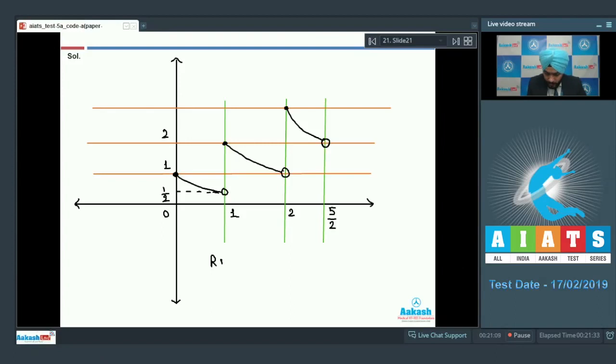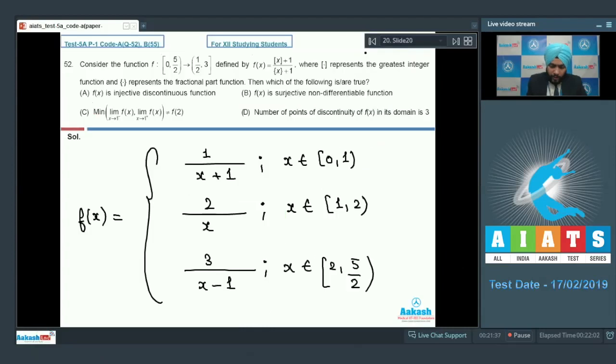Students, the range of this particular function is the open interval half to the closed interval 3. This value is 3. Obviously, it is 1, 1. Further, according to the codomain, it is surjective also. It has a few points of discontinuity as well as non-differentiability. So let us discuss the options.